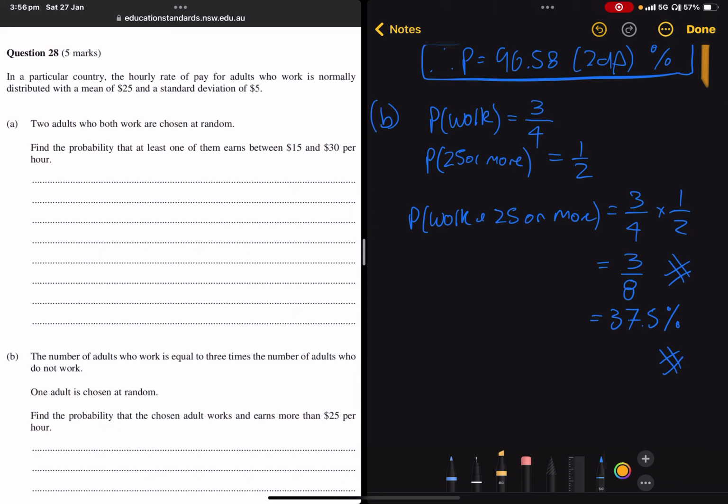For the second part, the marking is reasonably straightforward. You get 1 mark for finding a probability either that the person works or that they earn $25 or more. So this first part will get you 1 mark. The second mark, you will need 3/8 or 37.5%. So you'll need the correct answer.